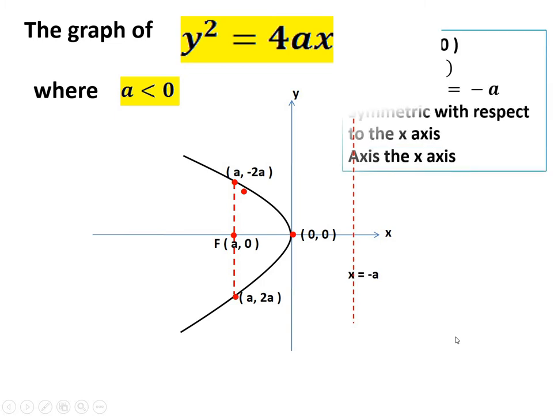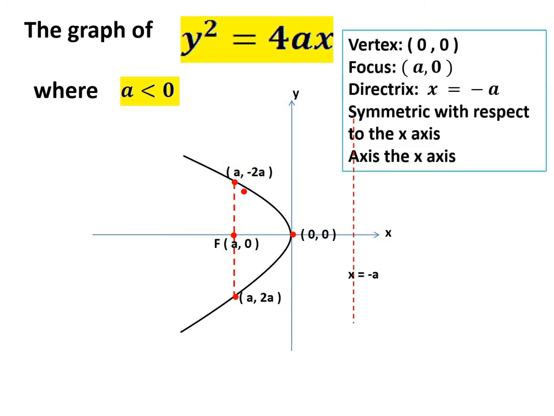So before we proceed, let's have the definitions or the given. For the vertex, we have (0, 0). Place it here. The focus is (a, 0). It's always positive. Okay? Then the directrix is x equals negative a. Symmetric with respect to the x-axis, and the axis is the x-axis. So you can see, if you have the directrix here, you take the negative of the given. Okay? So you need to place it here. Let's proceed with the next one.